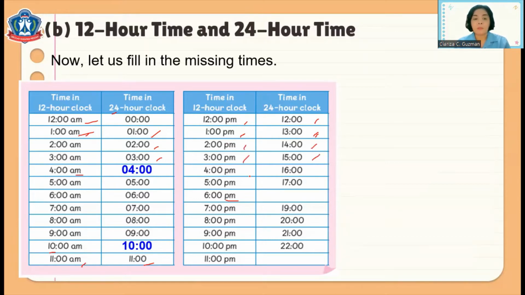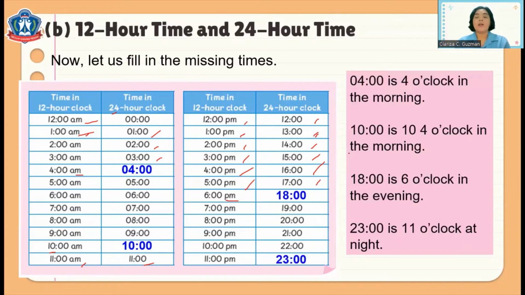3 p.m. is 15. 4 p.m. is 16. 5 p.m. is 17. So how about 6 p.m.? That is 18 o'clock or 18. How about 11 p.m.? That is 23. So 4 is 4 o'clock in the morning. 10 is 10 o'clock in the morning. 18 is 6 o'clock in the evening. And 23 is 11 o'clock at night. Okay, so take note of the difference between the 12-hour clock and 24-hour clock.